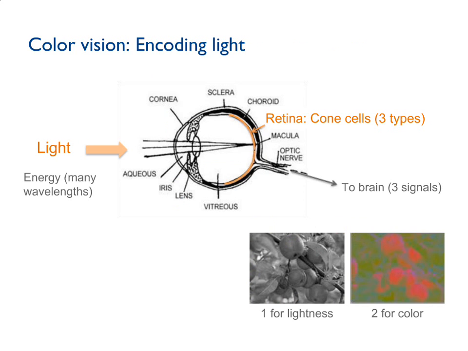And what they send to the brain are 3 signals. There's 3 types of cones, and we get 3 signals to the brain. We get 1 signal for lightness and 2 for color.